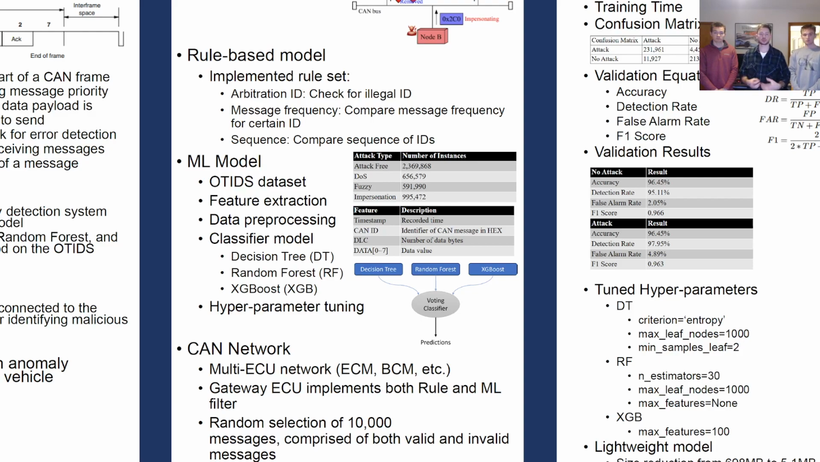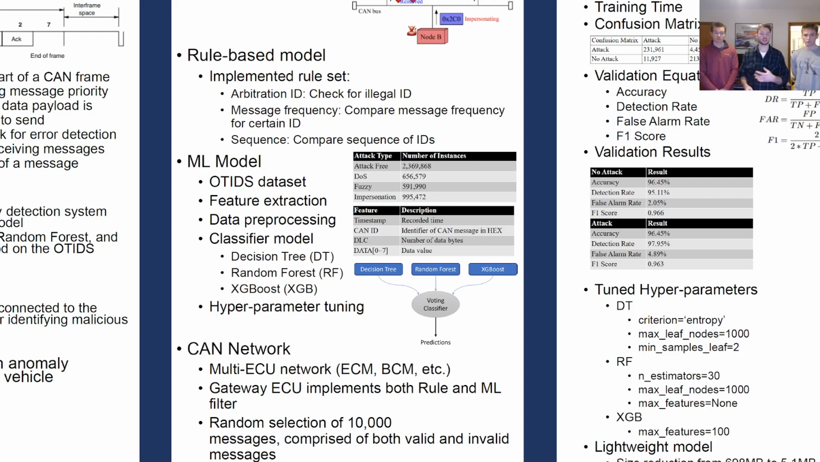So some algorithms were run to extract this information and put it into a processable state. Next, for data processing, a couple of these features are not in a numerical format, so some additional data processing was done to move them into a numerical format. That would be the CAN ID and the data payload.